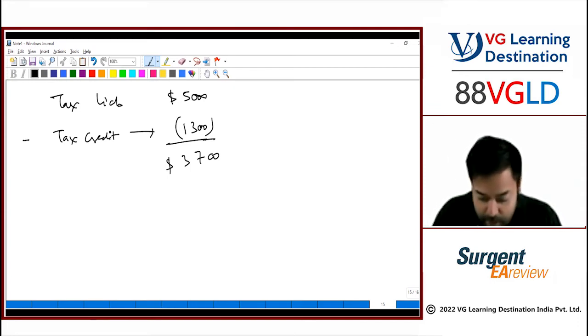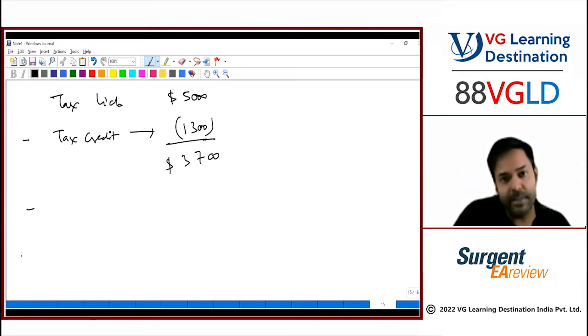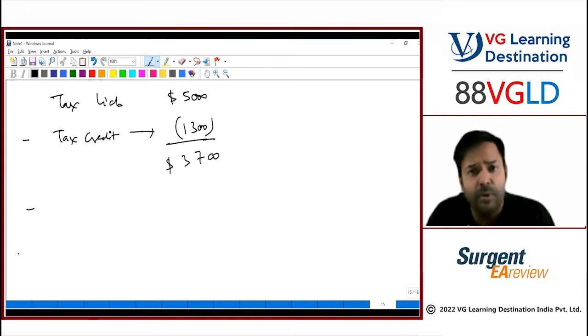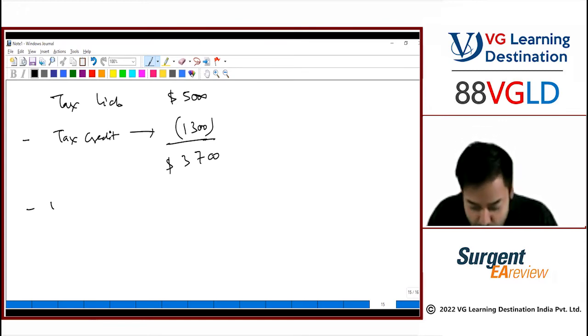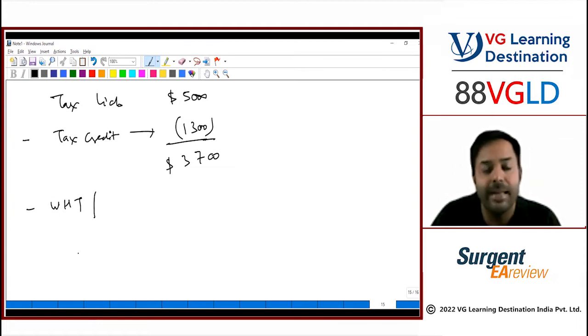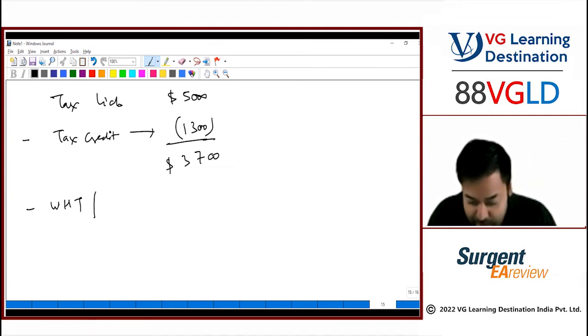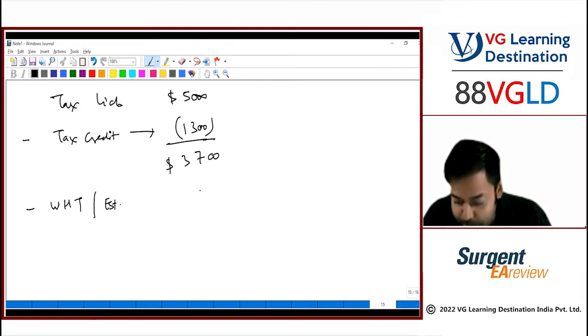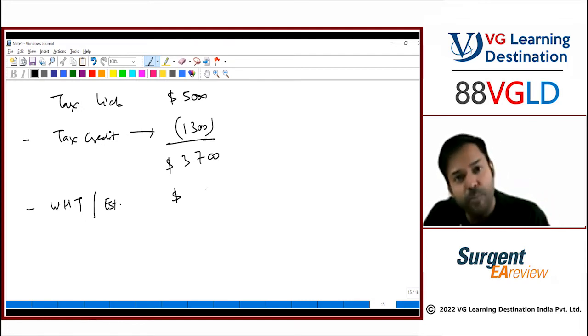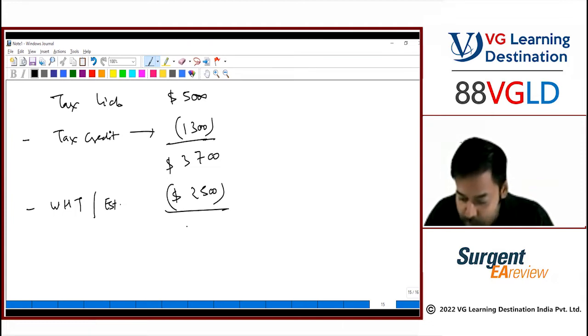Maybe your employer has deducted enough salary, just the way we have TDS in India, which is called withholding tax. Or maybe you have paid on your own, let's say estimated taxes, advance tax. Let's say out of 3,700, you paid 2,500 up till now. So how much do you need to pay? You need to pay 1,200. So this is further to be paid.